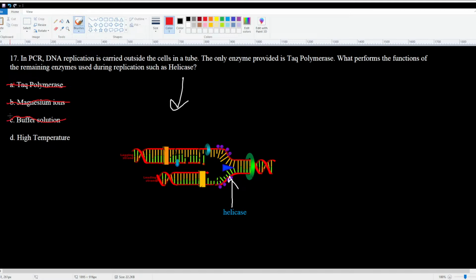What does perform the function of the helicase is high temperature. Because remember, what holds together DNA? Hydrogen bonds. How are hydrogen bonds broken? High enough temperatures, right? So if we bump up the temperature, well, we're actually going to perform the function of the helicase via high temperature, leaving D the correct answer.